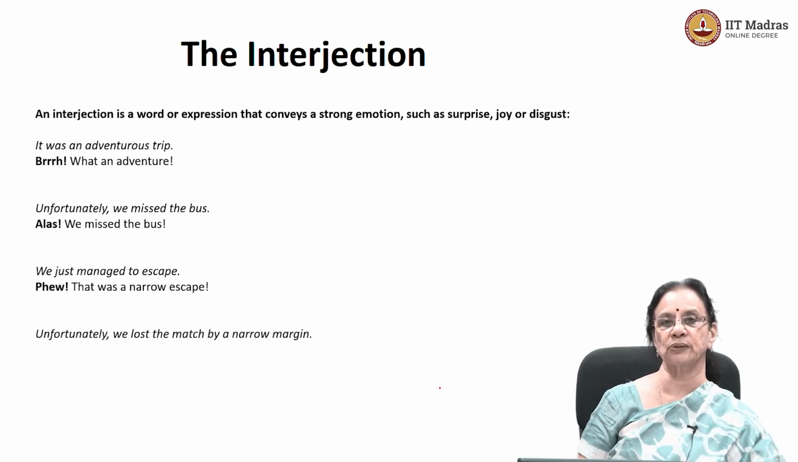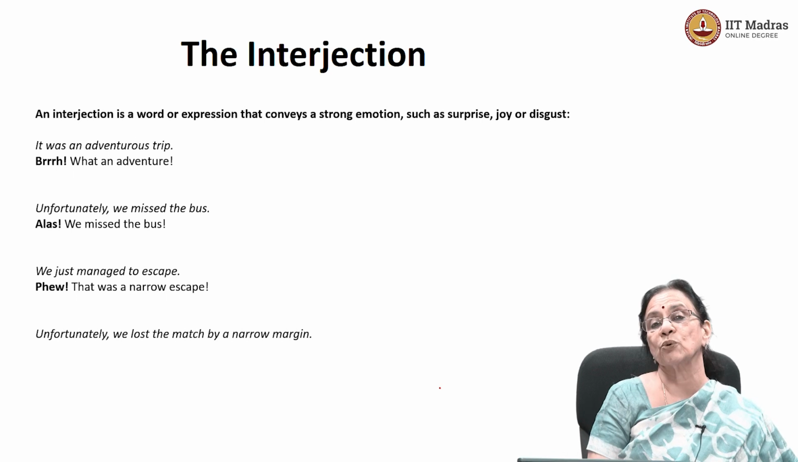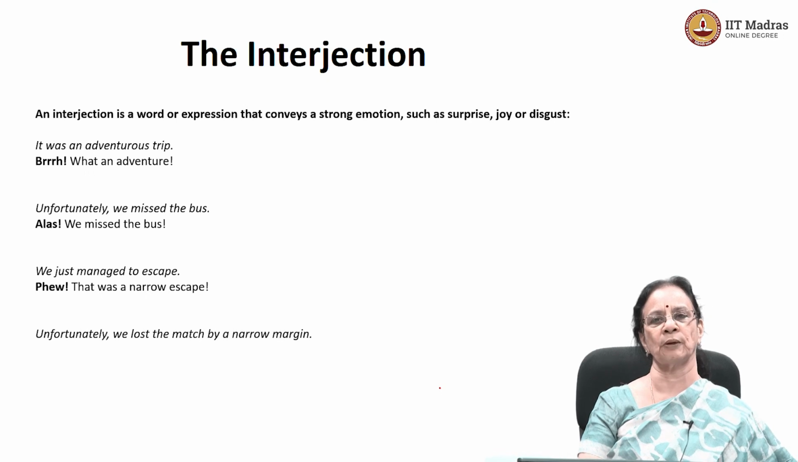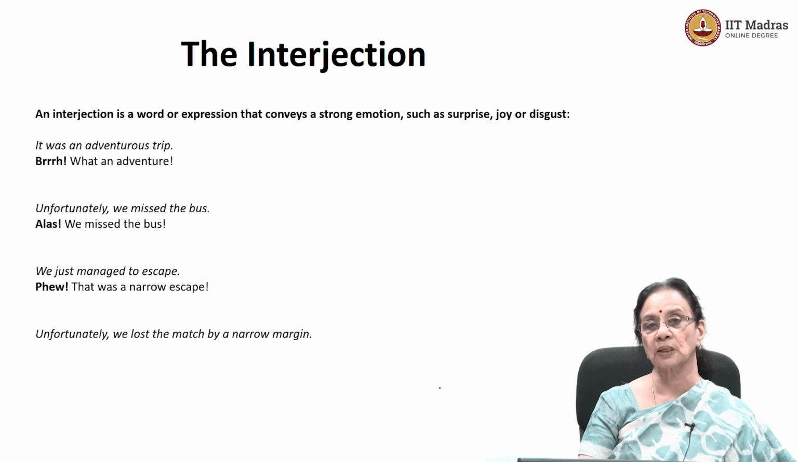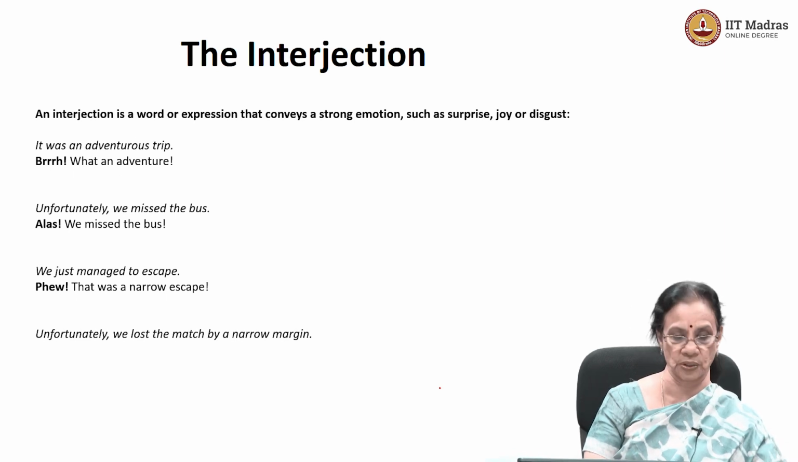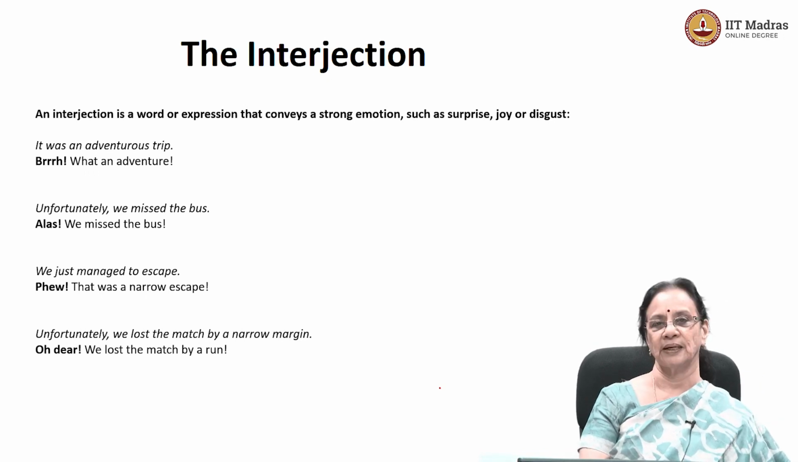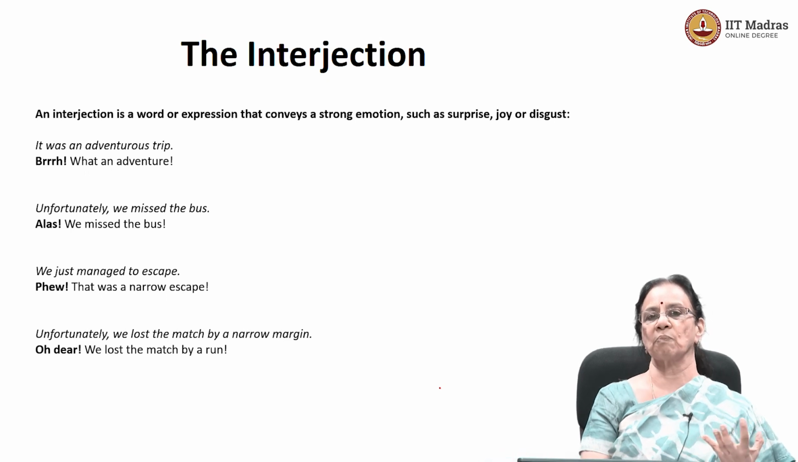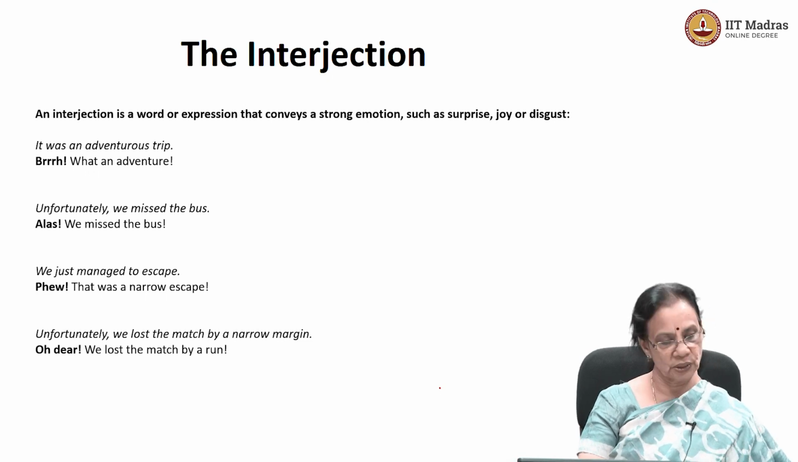Let us look at another example. Unfortunately, we lost the match by a narrow margin. Now, this is a very disappointing situation. It happens to India all the time. We lose a match by a run, and then all of us are very sad. Now, is there a way of describing it with an interjection? "Oh dear, we lost the match by a run!" See, the interjection "oh dear," and the way we say it, everything should match, and the emotion behind the sentence is brought out completely. So that is how the interjection works.